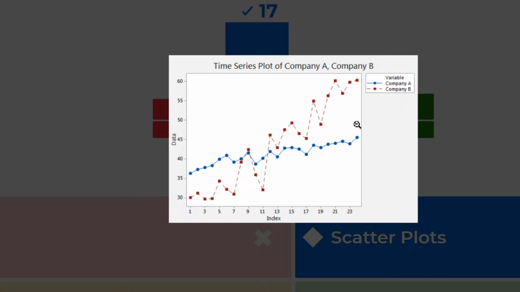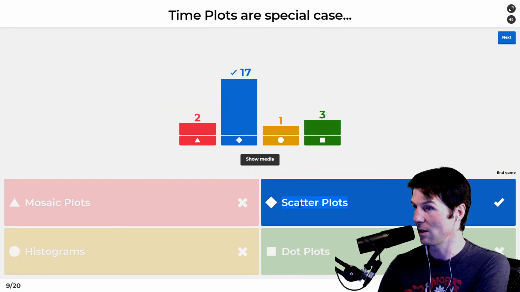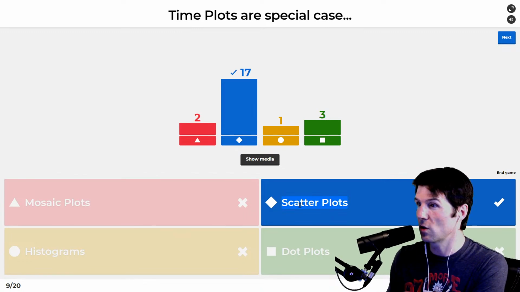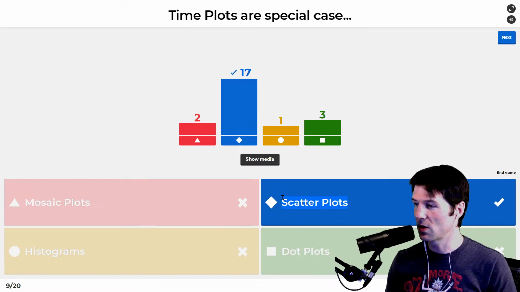So this is a time plot over time for these 2 companies. Maybe it's like just at certain points throughout the year or different time intervals. But a time plot is a special case scatter plot. Scatter plots are bivariate quantitative. Time plots are bivariate quantitative. Just the x-axis is time, which is quantitative. Like how much time has passed is a quantity of time. So it's that specific thing.